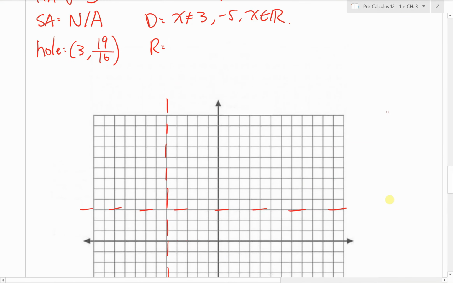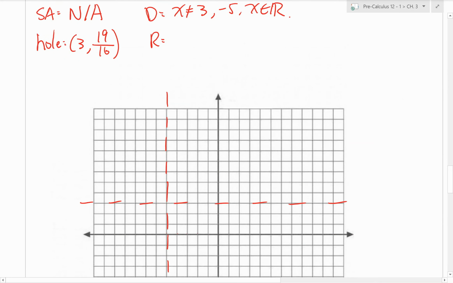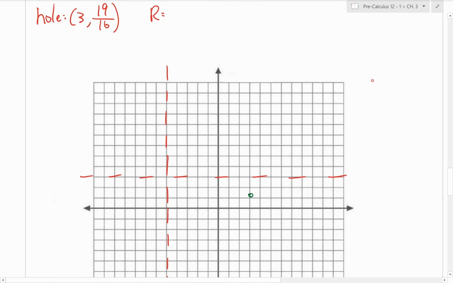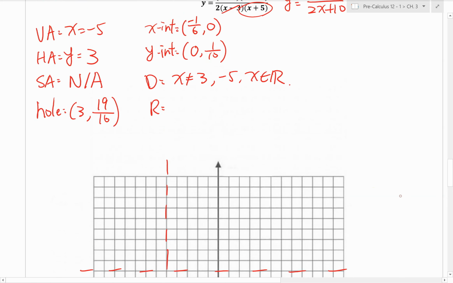Okay, so we have a hole happening at 3, comma 19 over 16. I believe 19 over 16 is 1.1 something, 1.1875. So here's 1, 2, 3, and 1.1875 is somewhere here. So I'm just going to make a hole there. We have the x-intercept of -1 over 6, 0, that is right here. We have the y-intercept of 1/10, that is right here. And that is all the information that we have.